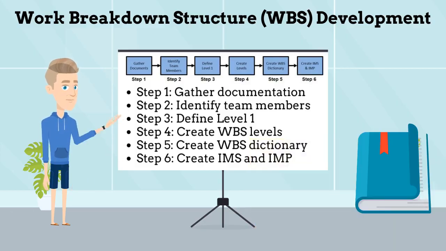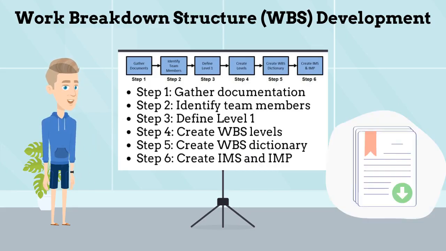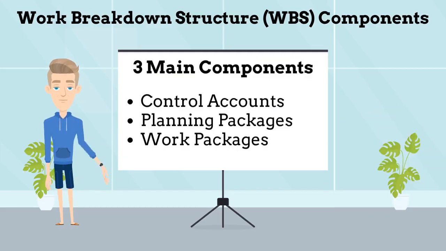Step 5, Create the WBS dictionary. The dictionary describes each work element in the WBS. Step 6, Create the Integrated Master Schedule, IMS, and Integrated Master Plan, IMP. There are 3 main components of a WBS that help with defining the program.